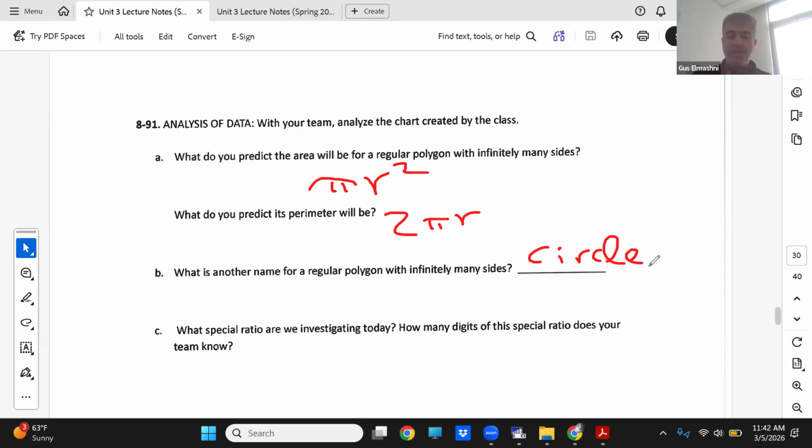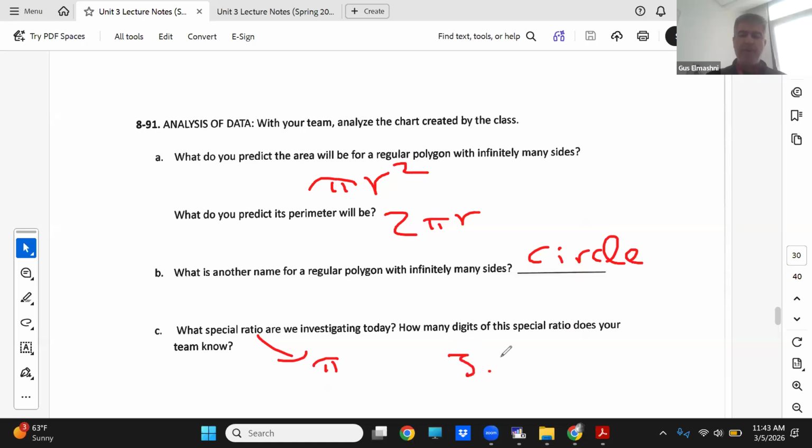What special ratio are we investigating today? Well, pi. So I'm going to erase the word. Oh, yes, thank you. Circles don't have sides. They don't, but it's getting closer to it. You're assuming that. Now for pi, how many digits of the special ratio do you know?